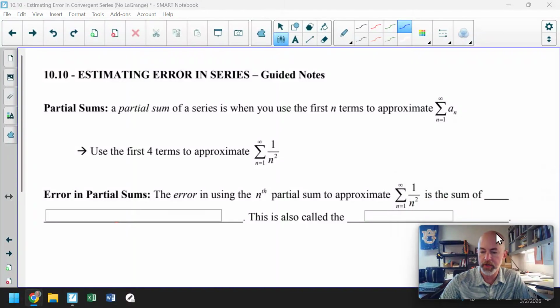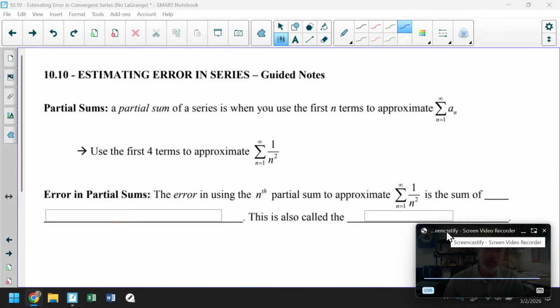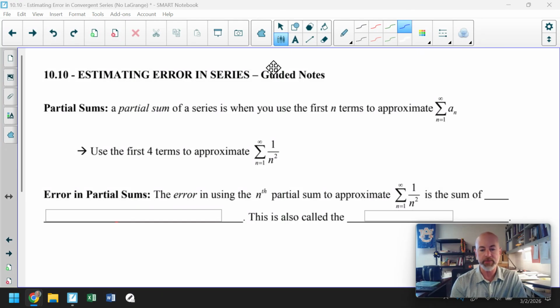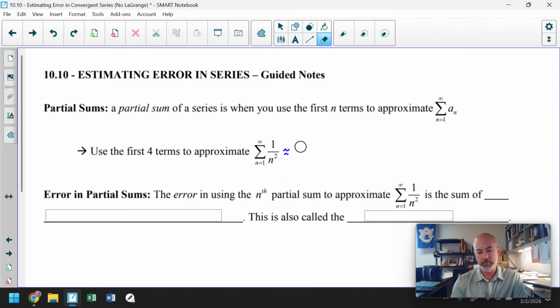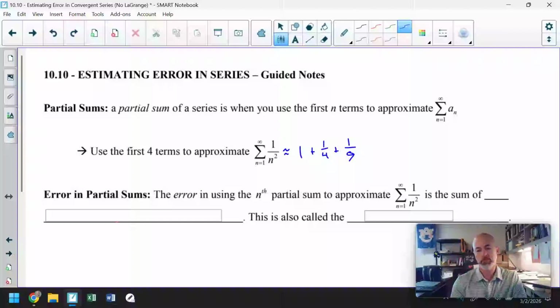So what we're going to be doing is using partial sums to approximate a series sum. Here we have a convergent series, 1 over n squared. That converges by the p-series test, p is greater than 1. And if I wanted to use the first 4 terms, this sum would be approximately 1 over 1 squared plus 1 over 2 squared plus 1 over 3 squared and 1 over 4 squared.